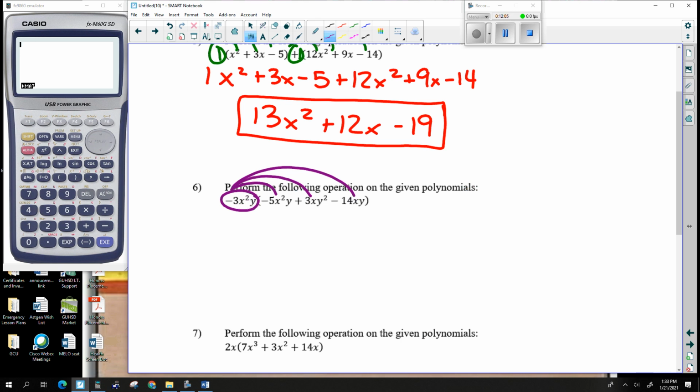So the numbers, let's just worry about the numbers. So negative 3, negative 5, positive 15. Negative 3, positive 3, negative 9. Negative 3, negative 14, that's positive 42. All right, so those are the numbers: 15, negative 9, 42. Okay, the rest are just exponents.